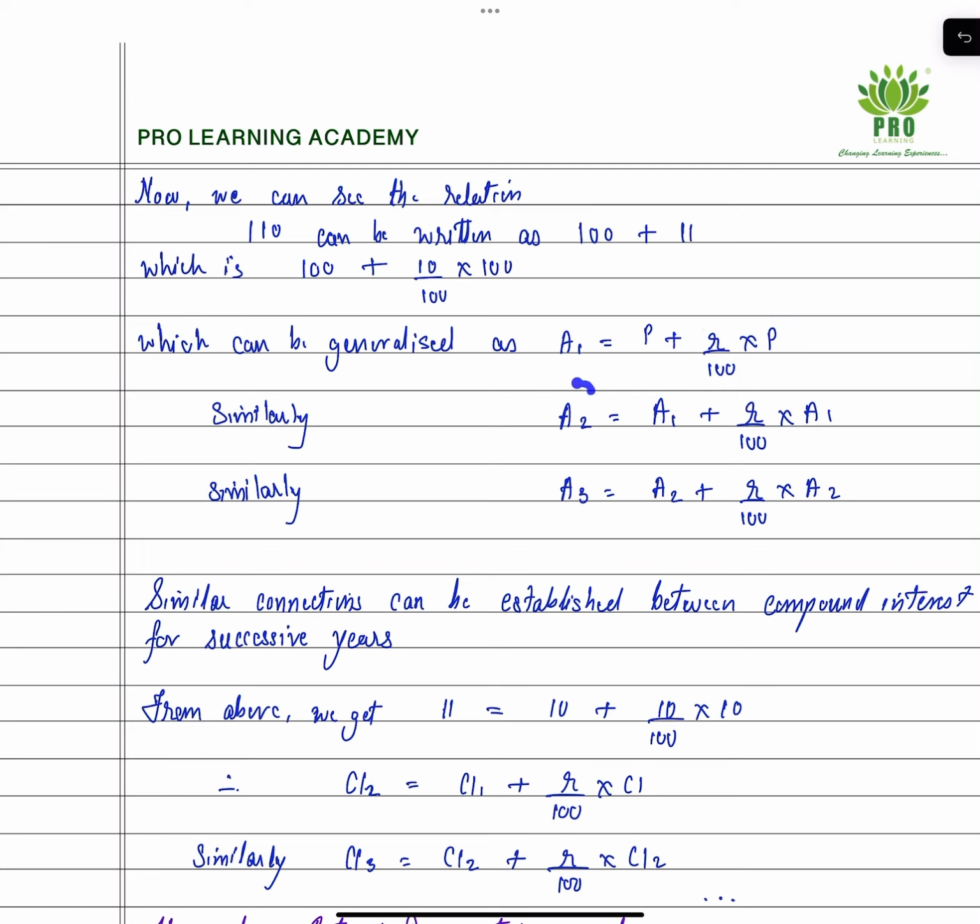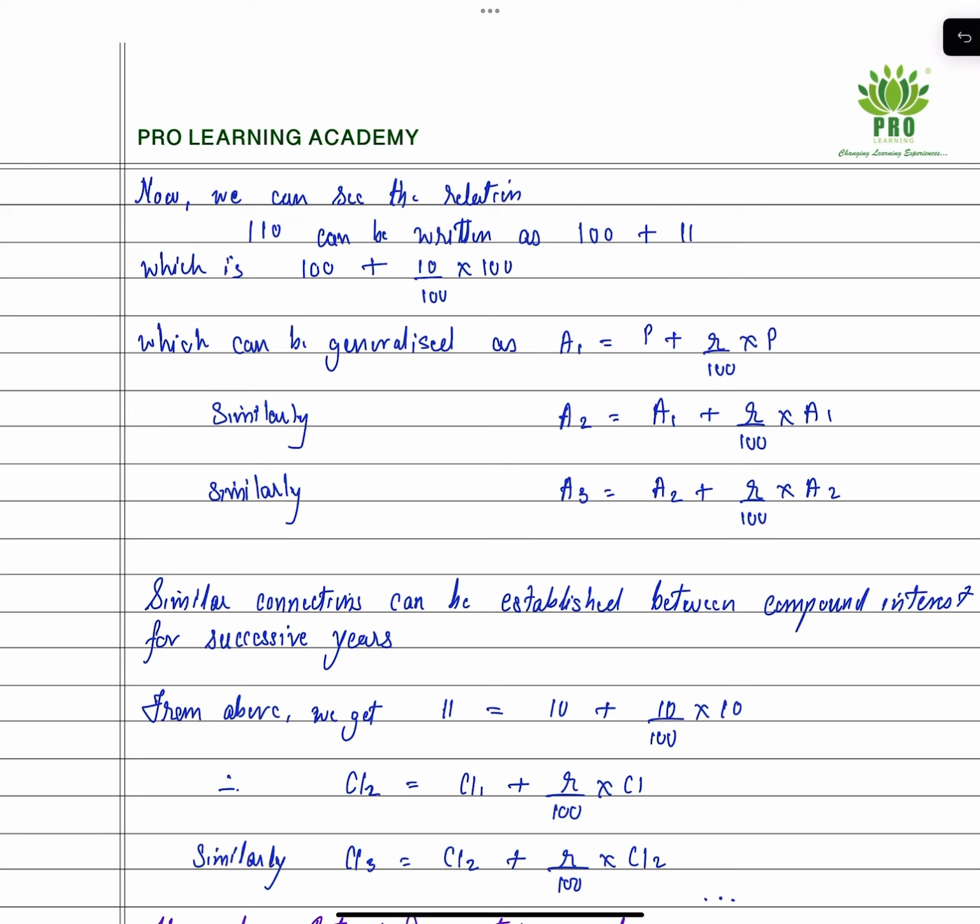In a similar way, the amount at the end of the second year, which is A2, is connected with A1, and here we say that A2 is A1 plus the rate of interest applied on A1. In a similar case, we build the connection for A3. So this is the connection between the successive years' amounts.